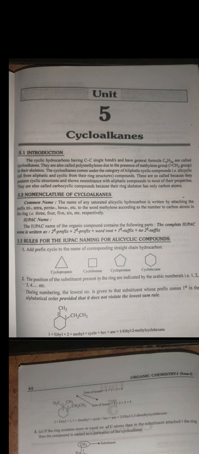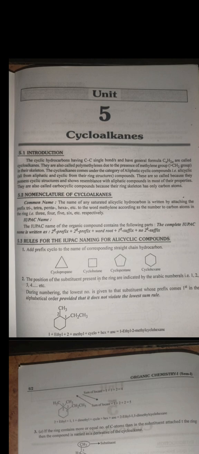The cycloalkanes come under the category of aliphatic cyclic compounds. These are so called because they possess a cyclic structure and show resemblance with aliphatic compounds in most of their properties. They are also called carbocyclic compounds because their ring skeleton has only carbon atoms.